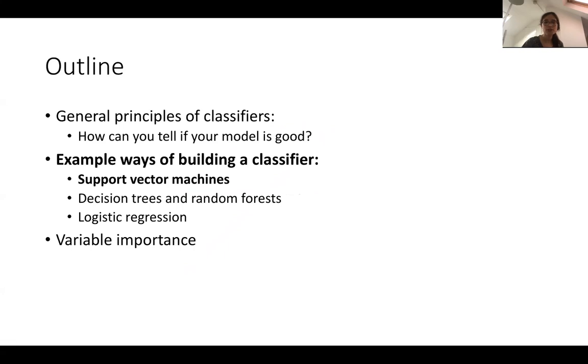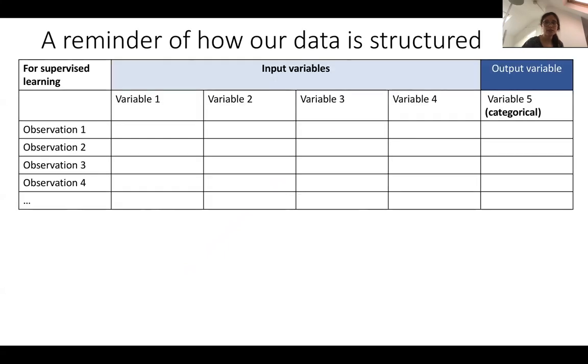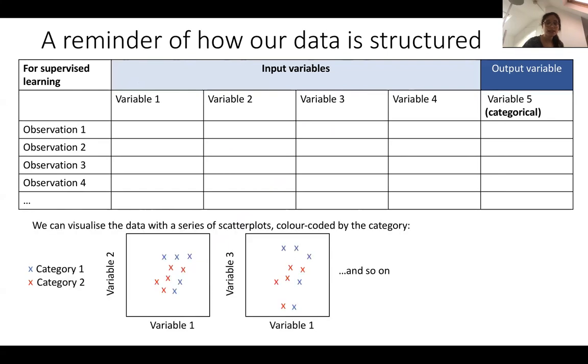Next, we're going to describe specific ways of building a classifier, such as support vector machines. First, I want to remind you how the data is structured. We imagine that each row is an observation and each column is a variable, and we have one column of categorical output variables. We can visualize the data with a series of scatter plots. For example, we could plot variable 1 versus variable 2 and have each observation be an X. We could color code those observations based on the category.